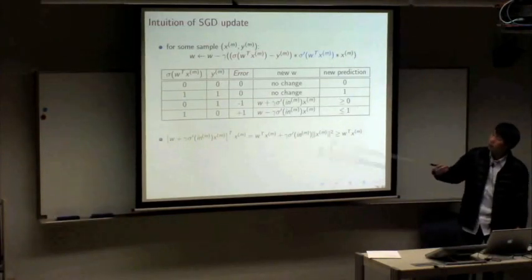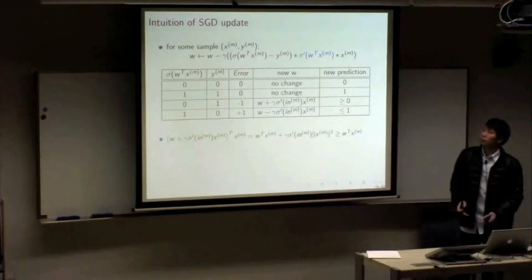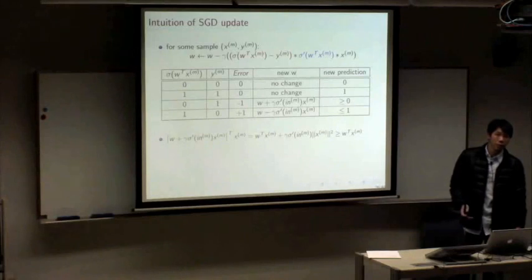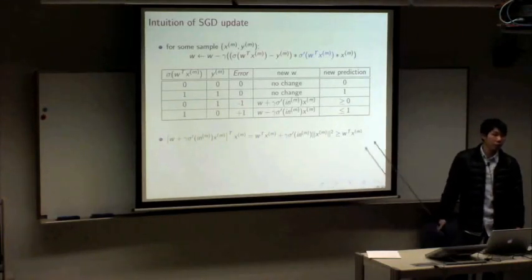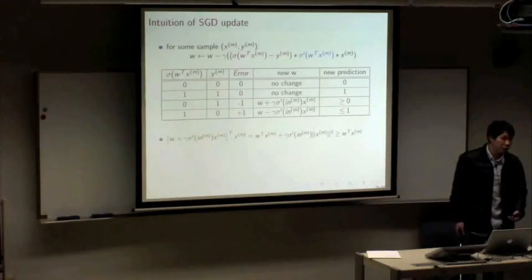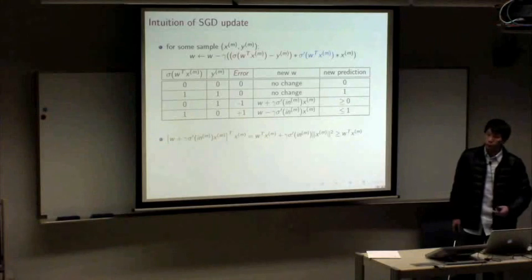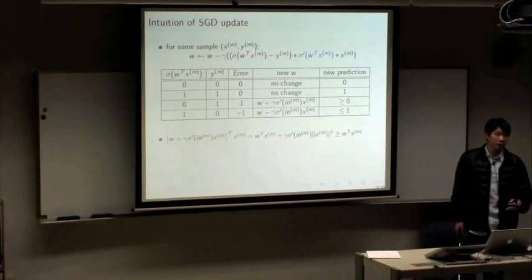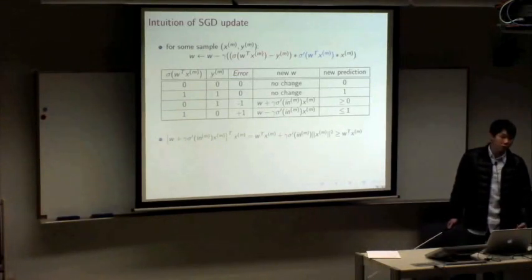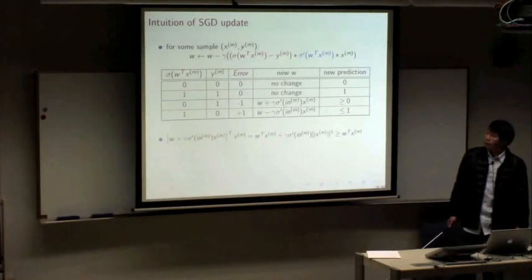I think if you understand this slide, then all of SGD becomes really simple. If people know the perceptron, it's kind of similar. When you get an incorrect classification in the perceptron, you add your sample to the vector, and that's going to increase the score you give to this sample. Do people have questions?